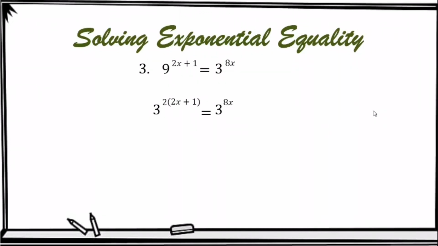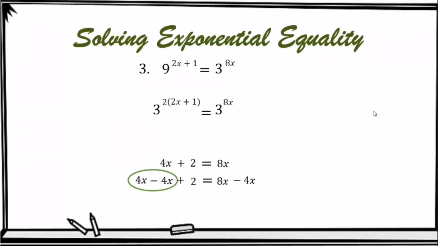So on the left side of the equation, simplify 2 times 2x plus 1, that is 4x plus 2, is equal to 8x. To find the value of the variable, apply addition property of equality. Add negative 4x both sides. So we have equation 4x minus 4x plus 2 is equal to 8x minus 4x.